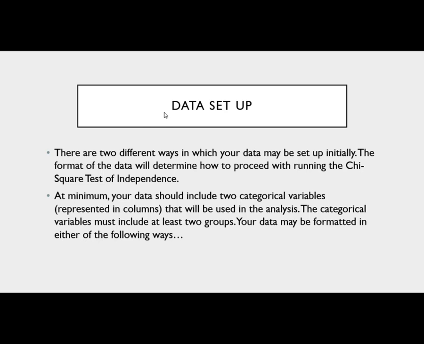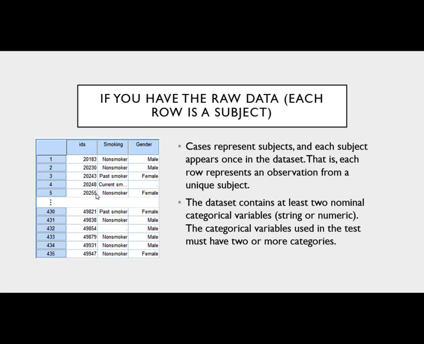All right, so your data setup. There are two different ways in which your data may be set up initially. The format of the data will determine how to proceed with running the chi-square test of independence. At minimum, your data should include two categorical variables represented in columns that will be used in the analysis. The categorical variables must include at least two groups. Your data may be formatted in either of the following ways. So this way, we have cases represent subjects, and each subject appears once in the data set.